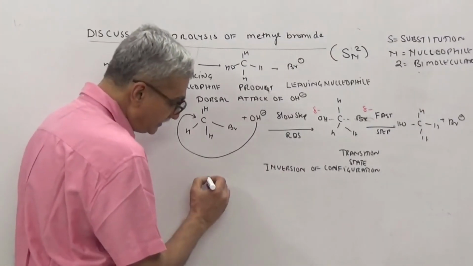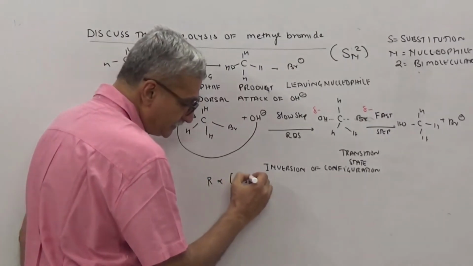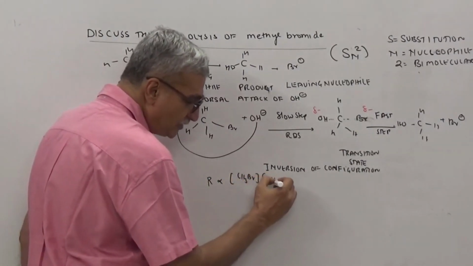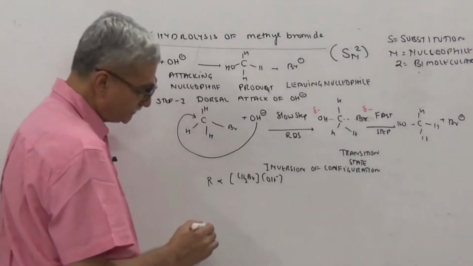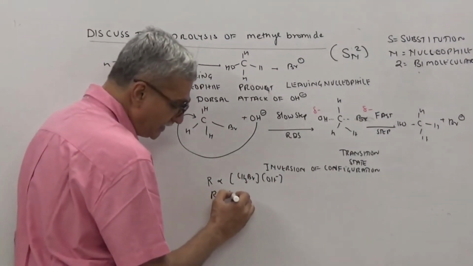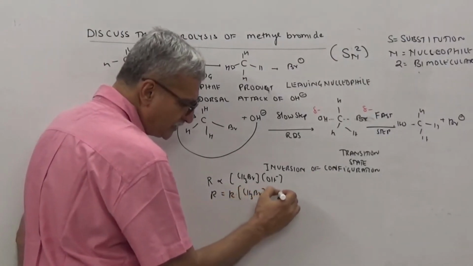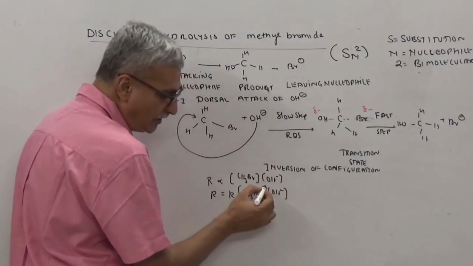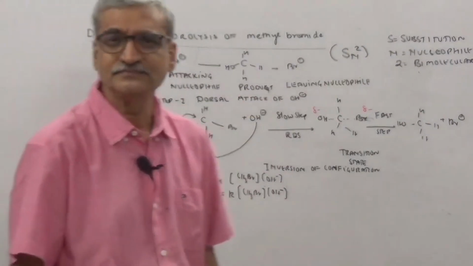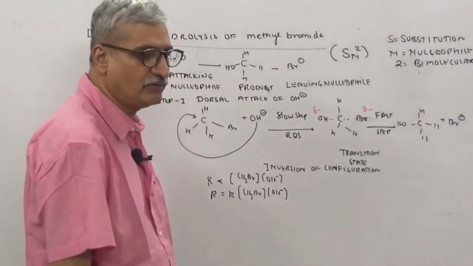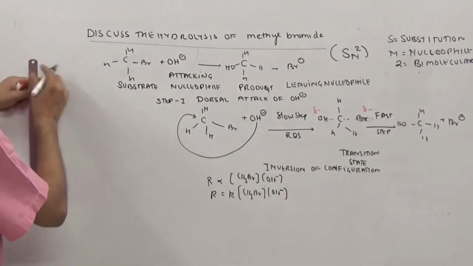Then we come to the rate. So the rate of reaction is proportional over here to methyl bromide as well as OH minus ion, because in the slow step you have both the reactants. So rate of reaction is equal to K, the specific rate constant, into methyl bromide into OH minus. So the order here is 1 plus 1, 2. That is why it is bimolecular. Is this point clear? Then let us come down to the energy profile diagram.